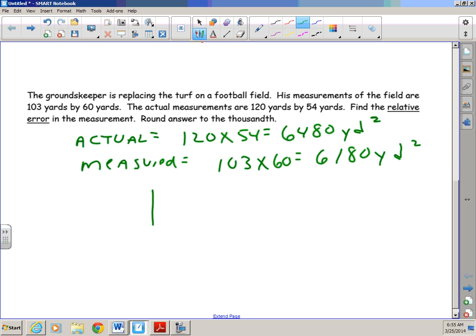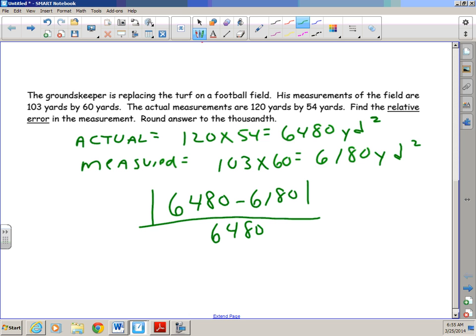So my relative error is the actual of 6480 minus the measured. Divide that by the actual, and I get 0.046. You don't label the relative error because it's just giving you a percentage.